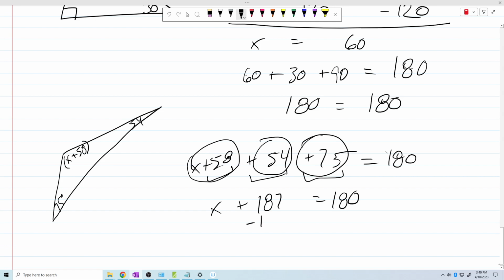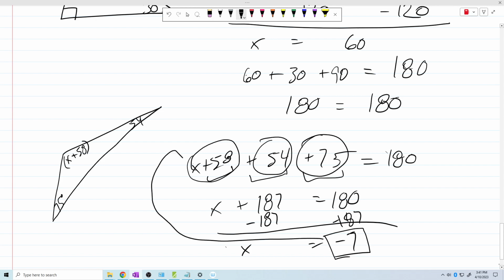Well, let's continue solving for x. Okay, there we go. x equals negative 7. You're going to get a negative at times. That's okay. Don't be alarmed by the idea that it's a negative, because if we plug it right back into here, what we're saying is negative 7 plus 58, and that's 51.